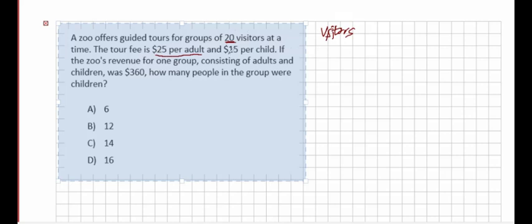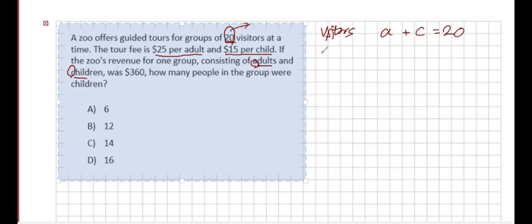$25 per adult and $15 for a child. So we can just consider adults as A, children as C. So we can say A plus C equals 20 visitors. Here the number of adults is A, and the number of children is C, and the total number of visitors is 20. This is the first equation.